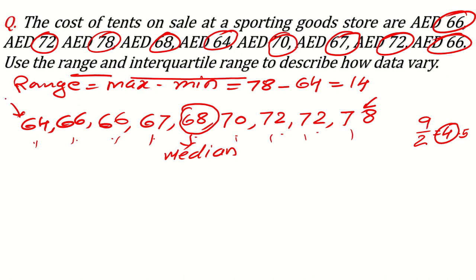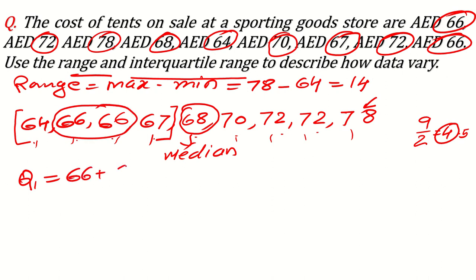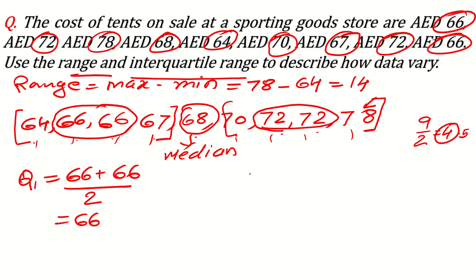Now what is the first quartile and what is the third quartile? You see, the first half before the median will be the first half. So this one is the first half. What will be the first quartile? In the first quartile we have two numbers in the middle, but luckily both numbers are the same. So 66 plus 66 divided by 2 means it will be 66. And what will be the third quartile? Again in between we have luckily two same numbers. So third quartile Q3 is equal to 72 plus 72 divided by 2, which means 72.